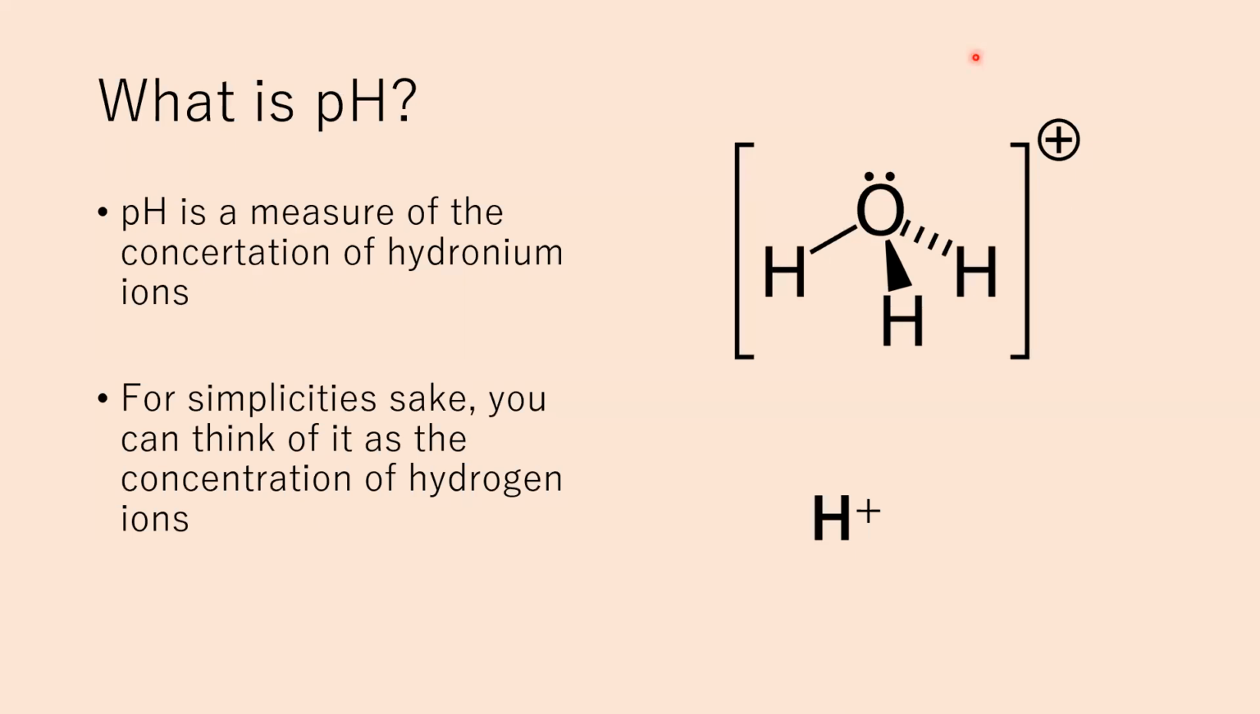What is pH? pH is a measure of the concentration of hydronium ions, with a hydronium ion being an oxygen atom bound to 3 hydrogen atoms and possessing a positive charge. However, for simplicity's sake, you can think of pH simply as the concentration of hydrogen ions.